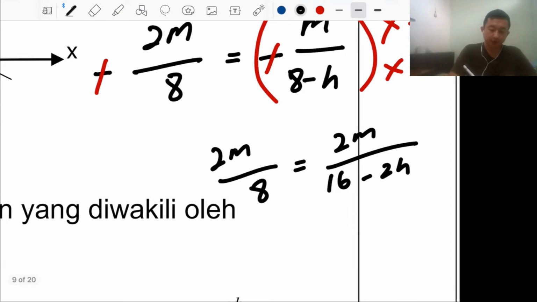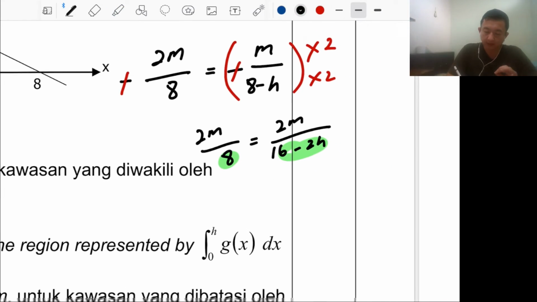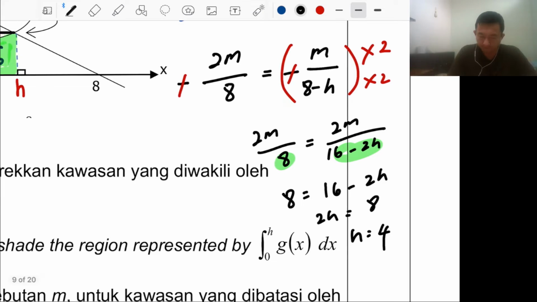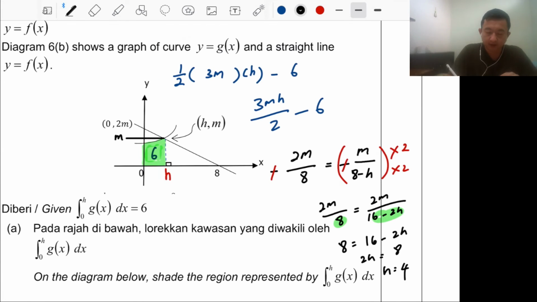By comparing, 8 equals to 16 minus 2h. 2h equals to 8 and h equals to 4. Okay. And from here, you put it back here. So the answer should be, in terms of m, 6m minus 6.